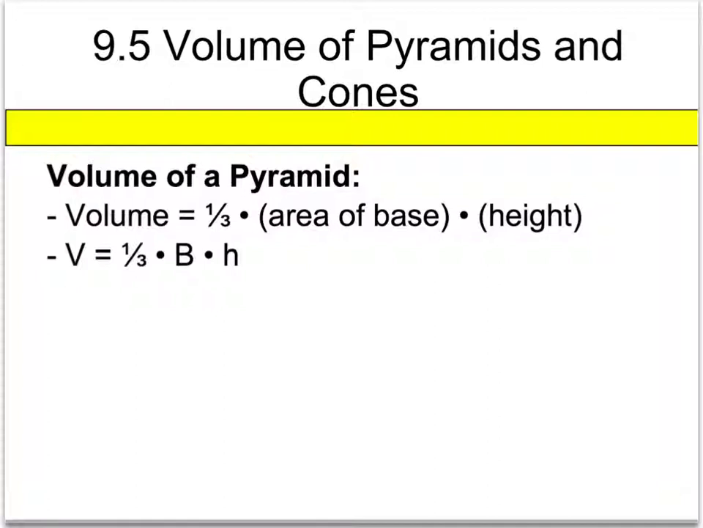Alright, so volume of a pyramid is equal to 1/3 times the area of the base times the height. Okay, another way you could do this, you could take the area of the base times the height and divide by 3. It's the exact same thing when multiplying by 1/3. If you multiply by 1/3 or divide by 3, it's the exact same thing. So whatever you guys want to do. Okay, moving on to our first example.